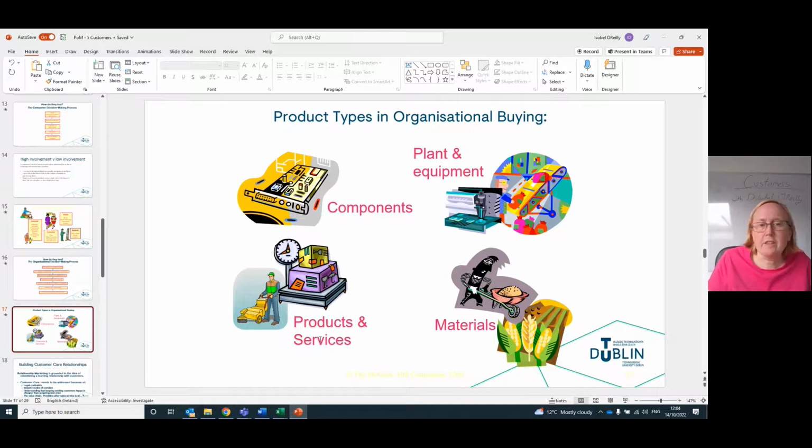And then products and services, this final category basically is the catch-all. If it doesn't fall into the other categories, it goes into this one. So the coffee in the canteen, the desks in the office, printers, ink, laptops, everything that is just used in the day-to-day running of the company, but doesn't go into the product and isn't part of the machinery and so on that makes the product.